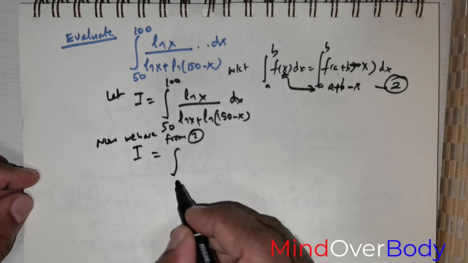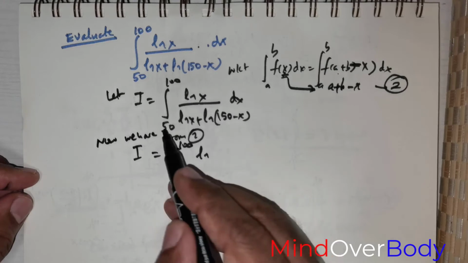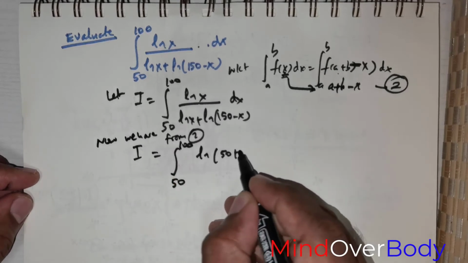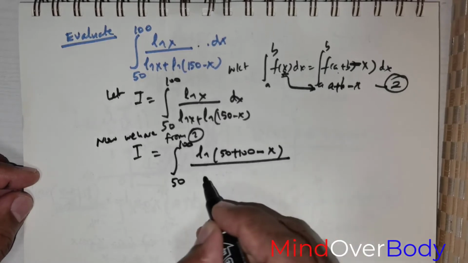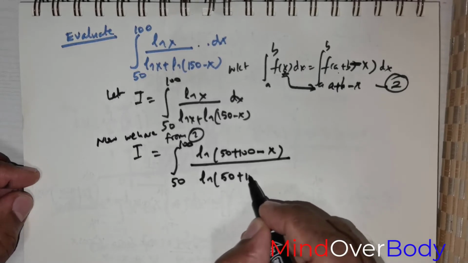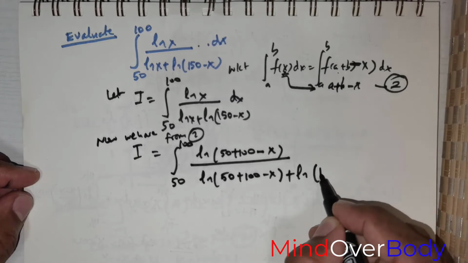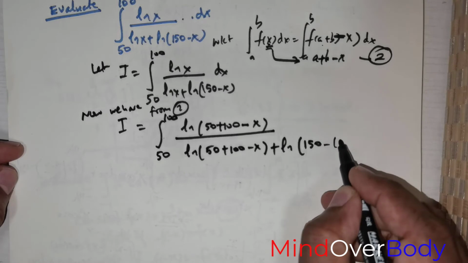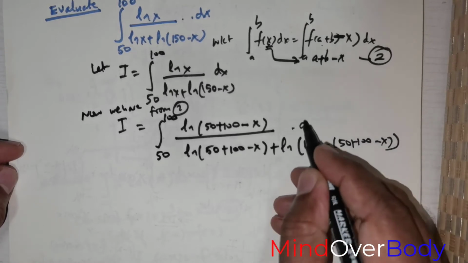So I would be equal to integral 50 to 100 ln of a positive b, so 50 plus 100 negative x, divided by ln of 50 positive 100 negative x positive ln of, in place of x I would be substituting 50 positive 100 negative x times dx.